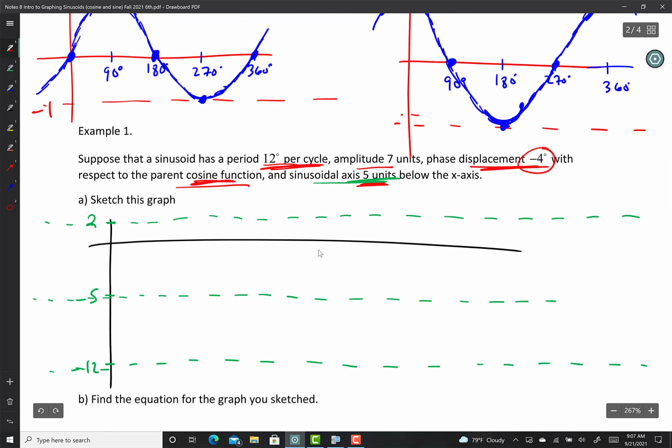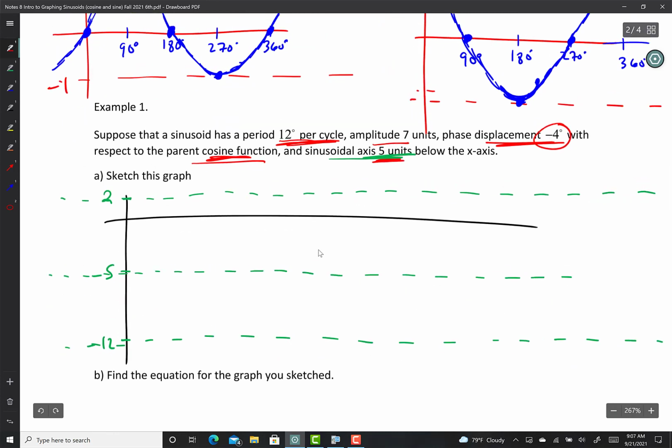Displacement -4 degrees. So I'm going to go -4. I'm going to say -4 is like right here. I'm going to put a point at -4, 2. And that's a degree. So put a degree there. So do that.